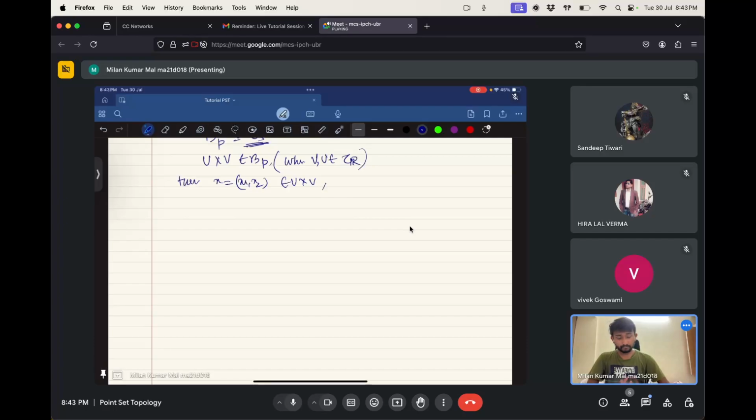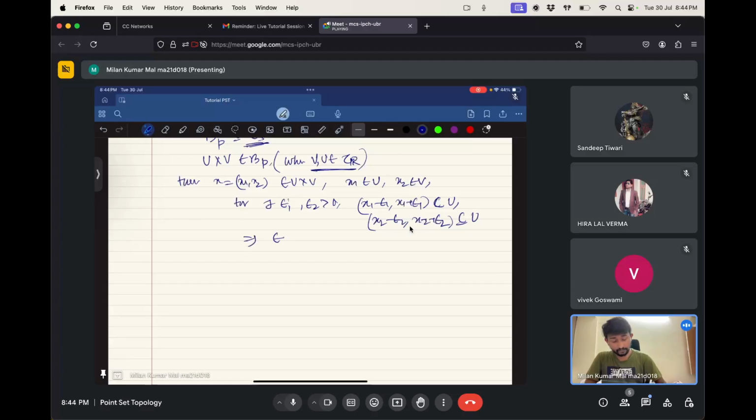In U cross V, x1 belongs to U and x2 belongs to V. That means they are in the standard topology of R. That means there exist epsilon 1 and epsilon 2 greater than 0, such that the interval from x1 minus epsilon 1 to x1 plus epsilon 1 is contained in U, and the interval from x2 minus epsilon 2 to x2 plus epsilon 2 is contained in V.